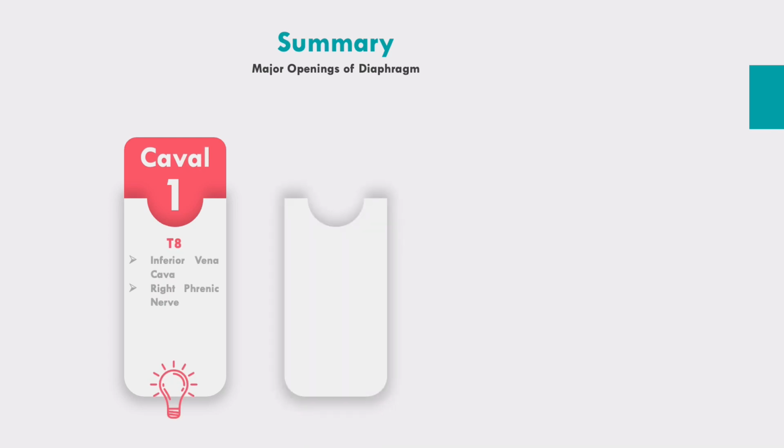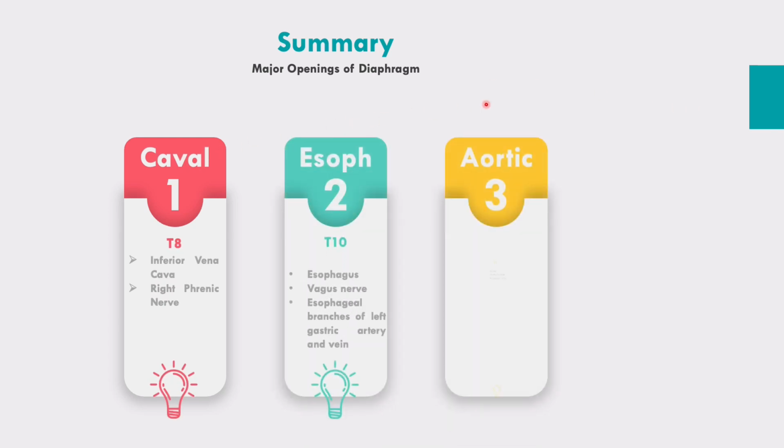Recapitulate what we understand in this video. So we have a summary of the major openings of the diaphragm, the 1, 2 and 3. The vena caval opening being at T8 with the structures passing being the inferior vena cava and the right phrenic nerve. Second one being the esophageal opening at the level of T10 with the structures being the esophagus, vagus nerve and esophageal branches of the left gastric artery and vein. And the third opening being the aortic opening, which is lying at the level of T12. The structures passing through it are the aorta, thoracic duct and esophagus vein.